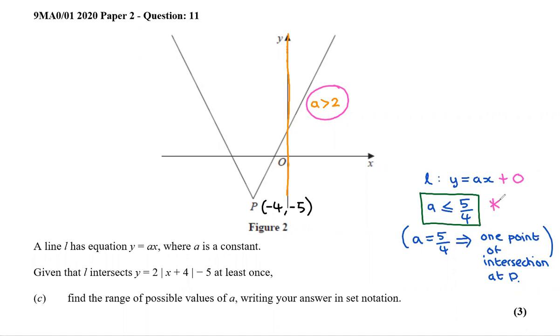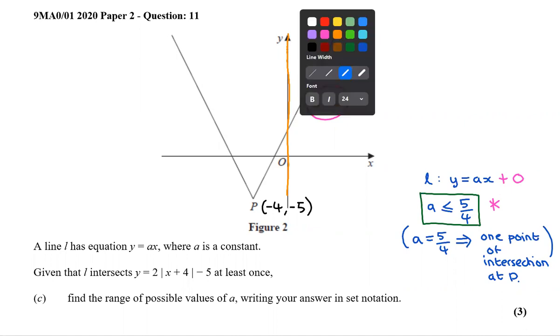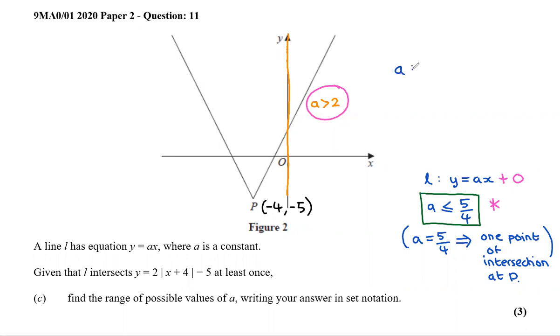Okay, so we have to write this in set notation. So the two conditions are any value A such that A is greater than 2. That would be your first set. Then we also have A such that A is less than or equal to 5/4. And you can have either of those intervals, so we put a union there to represent or. So those are the ranges of values for A.